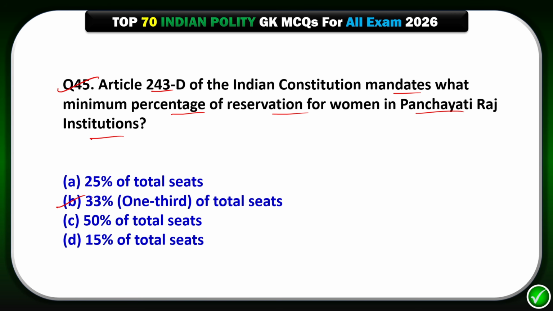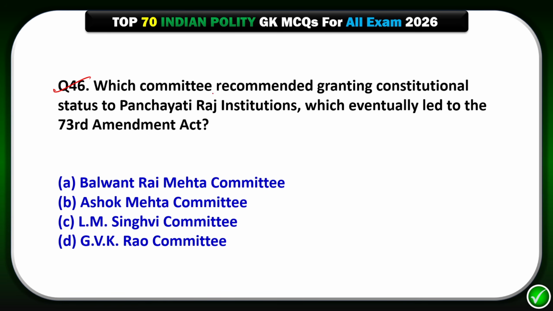Option number B, 33%, one third of total seats. 46. Which committee recommended granting constitutional status to Panchayati Raj institutions, which eventually led to the 73rd Amendment Act? Option number C, LM Singhvi Committee.